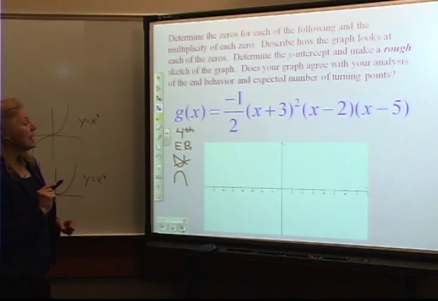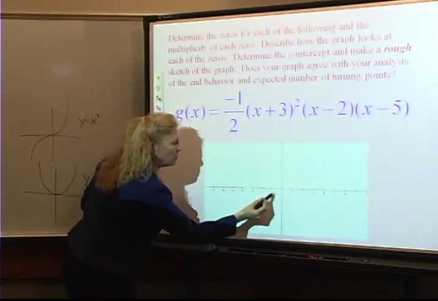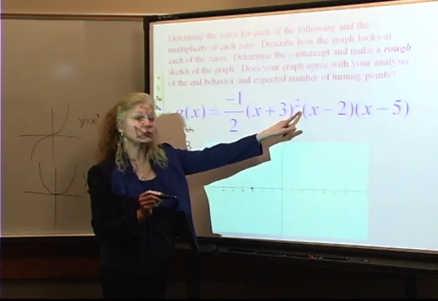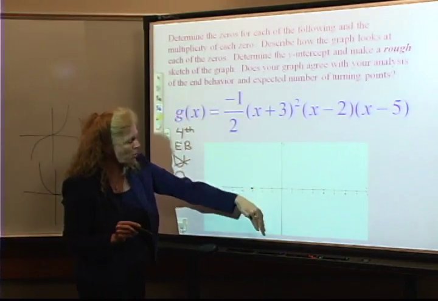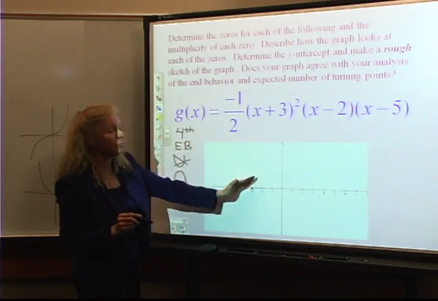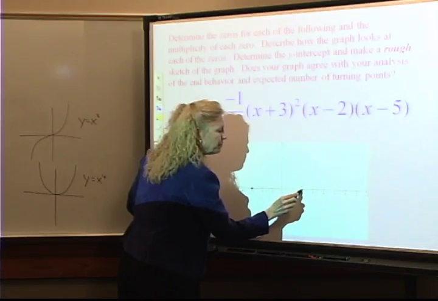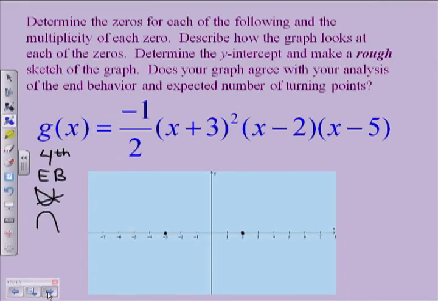All right. Now let's put the roots on. I've got a root at -3, and it has a multiplicity of 2. Now that means it's going to bounce. It's either going to bounce from below back down or from above back up. I have a root at 2, and it's a single root. It has a multiplicity of 1, and the same thing at 5.